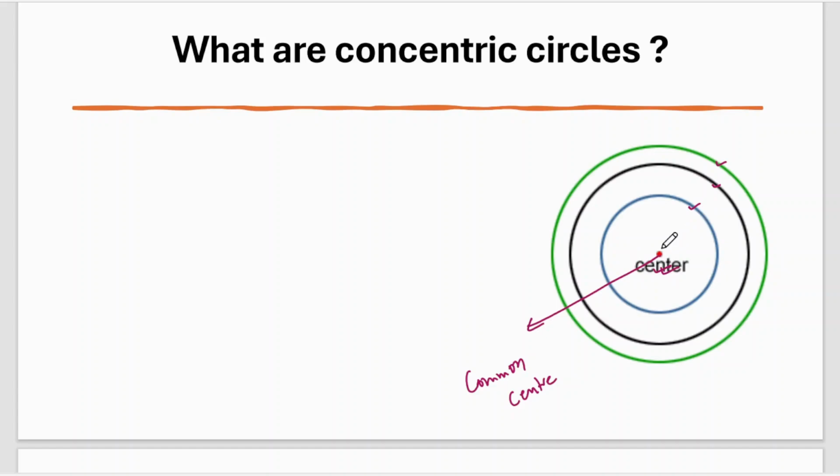Now you can see we have different radii for all the circles. Suppose this one is r1, this is r2, and then we have the radius r3. So the outer circle has radius r3, the inner circle has radius r1, and the middle one is r2. That means they have different radii.